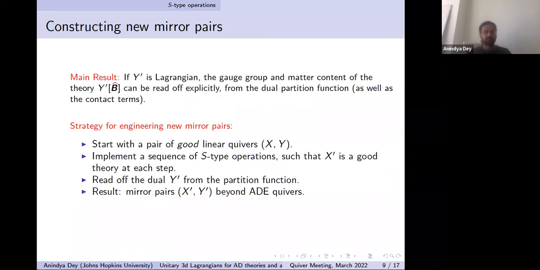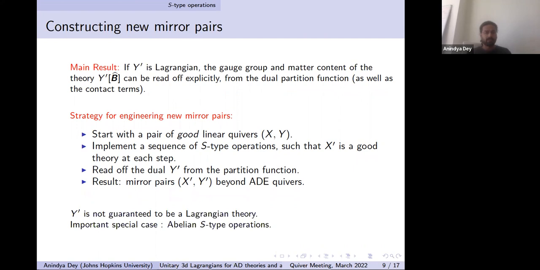However, there is a very important special case where Y prime is guaranteed to be a Lagrangian theory, and that is when the gauging operation is just a U1 operation. So you have identification and flavoring followed by a U1 gauge. Okay. And this is all we'll need for today's discussion. Okay, we'll already see that that's powerful enough to tell us a lot about Argyres-Douglas theories.